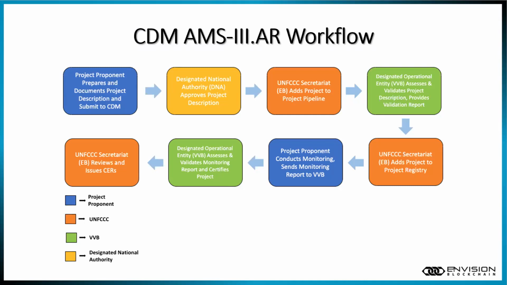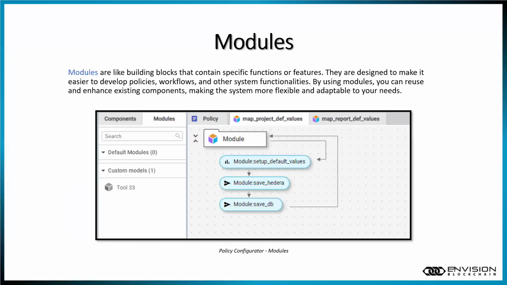Then UNFCCC will add the project to the project registry. The project proponent will then conduct their monitoring and send the monitoring report to the VVB. And the VVB will assess and validate the monitoring report and certify the project. Then the final step is UNFCCC will review and issue the CER. So before we start our demo, let's take a look at what a module is.